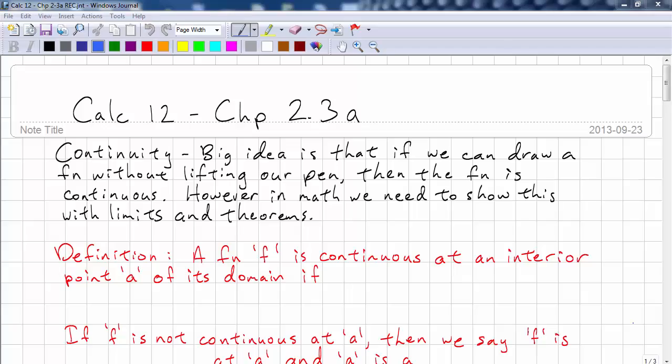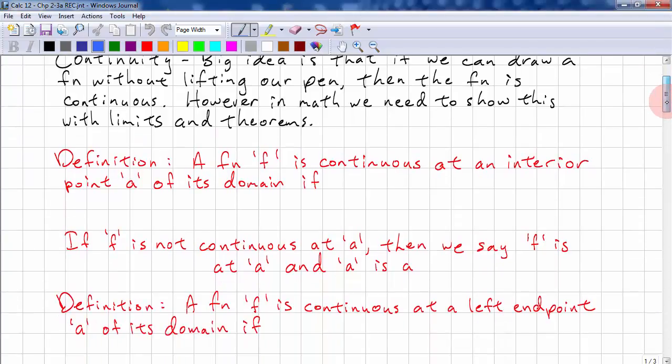This is Calculus 12, Chapter 2.3, Part 1. Continuity. The big idea here is if we can draw a function without lifting up our pen, then the function is continuous. However, with math, we need to show this using limits and theorems. And to show this, we'll need to know the definitions.